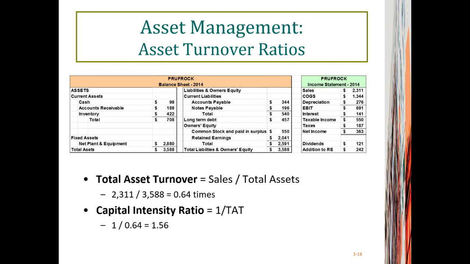Now, the third question is, what are the 5 categories of financial ratios? Well, those 5 categories are, first, liquidity ratios. The second, financial leverage ratios. Third, asset management ratios. Fourth, profitability ratios. And the fifth one is market valuation ratios. We just went through 3 of those categories: liquidity ratios, financial leverage ratios, and asset management ratios.